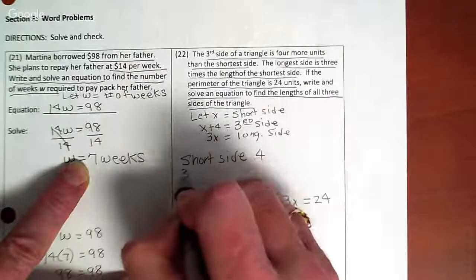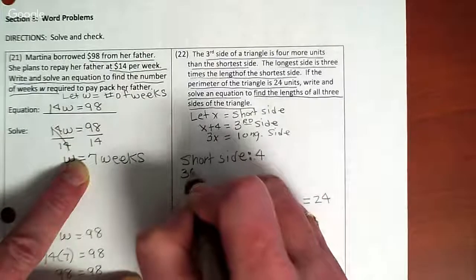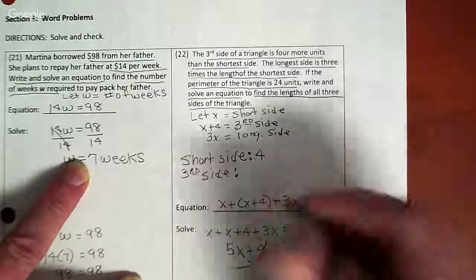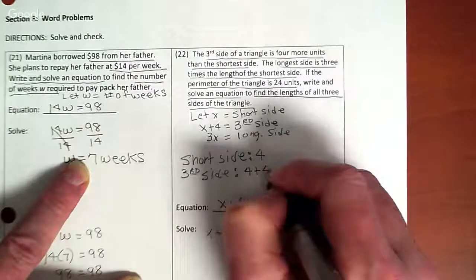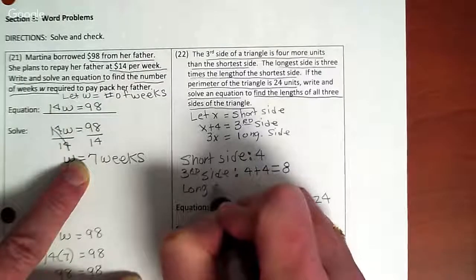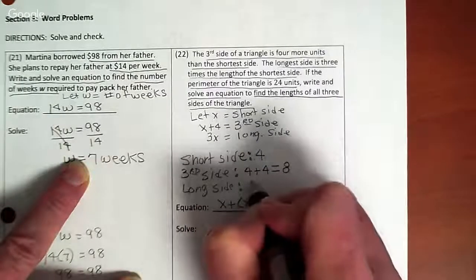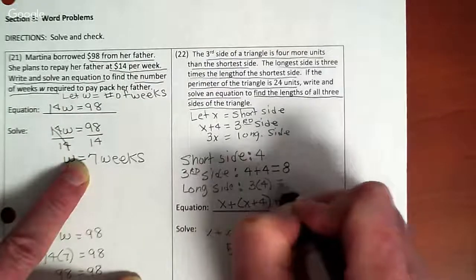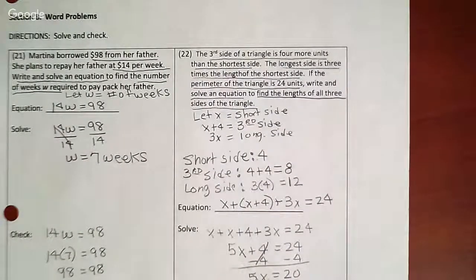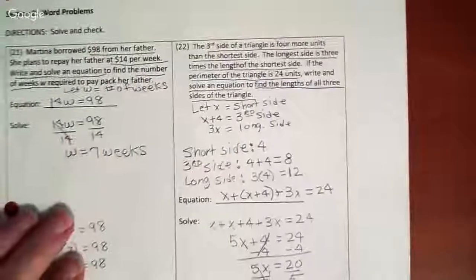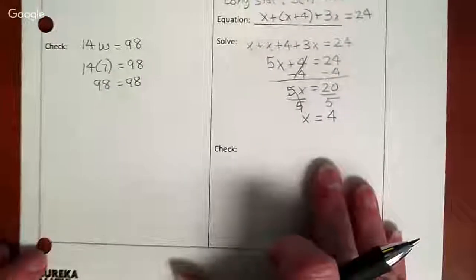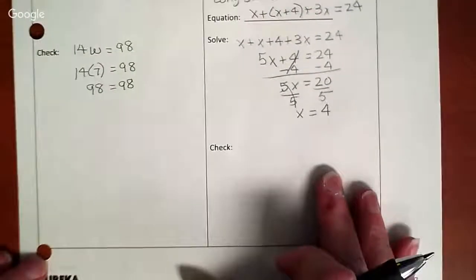The third side is 4 plus 4, which equals 8. The longest side is 3 times 4, which equals 12. And if you add those three up, you get 24, but we do have to check it. We do have to check it. So, I'm sorry, I kind of went off the page there, but that's your equation right there. So let's do the check.